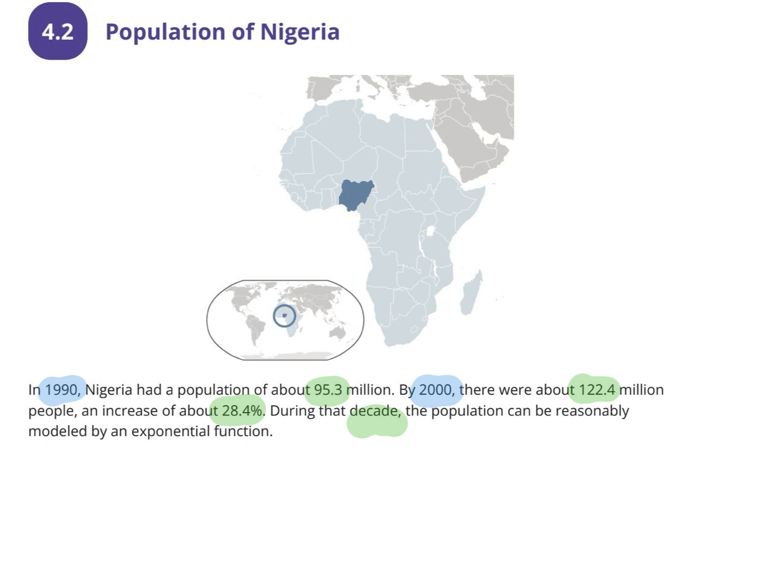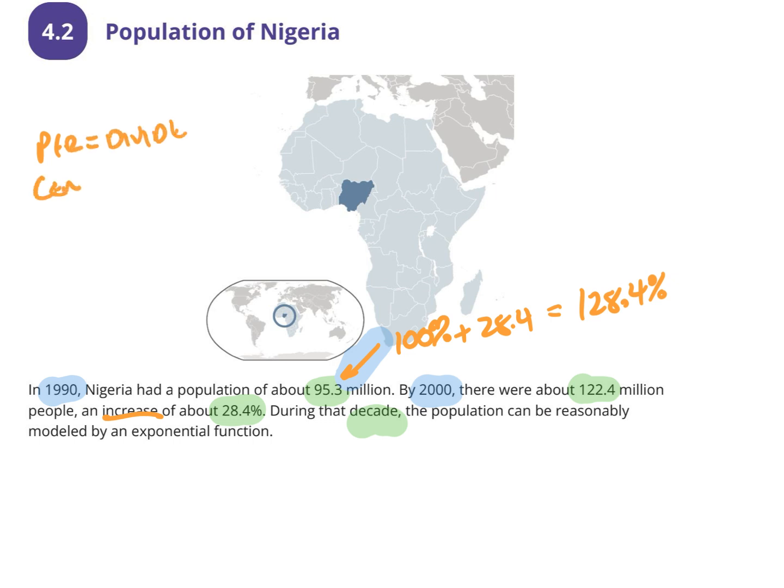So first thing we have to do with exponential functions is write an equation. 95.3 represents 100%. Increase means plus 28.4%, which gives us 128.4%. But because per literally means divide, and cent means 100, we have to divide this by 100, and this is going to give us 1.284. So I'm going to write that down here, 1.284.